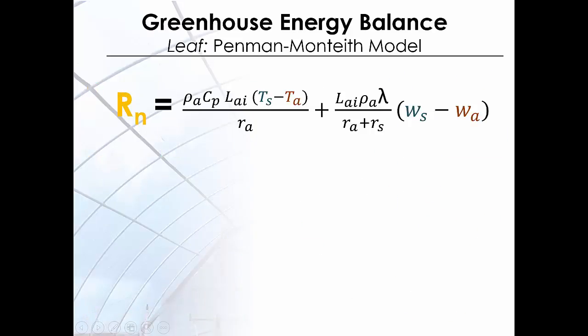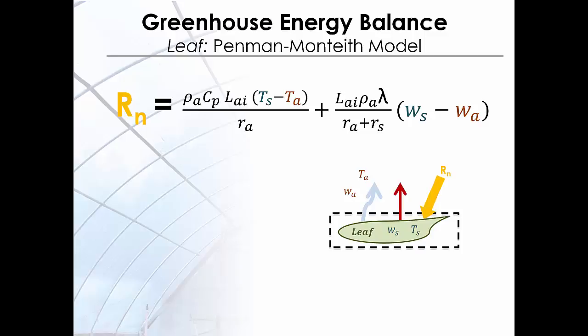Let's remember our equation again from the previous slide for the water vapor balance, or energy balance, of the leaf surface, and the related components for this analysis on the leaf surface: the solar radiation component, the sensible heat, and the latent heat component.